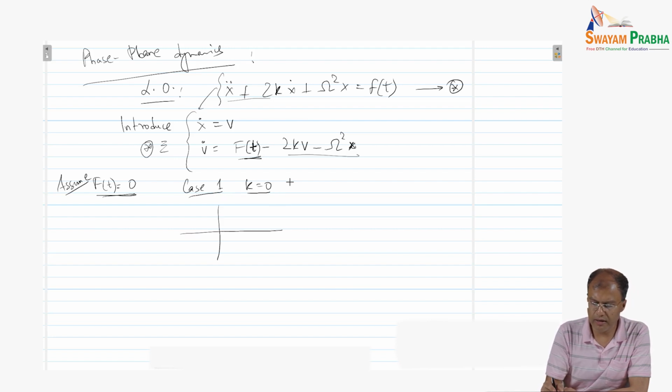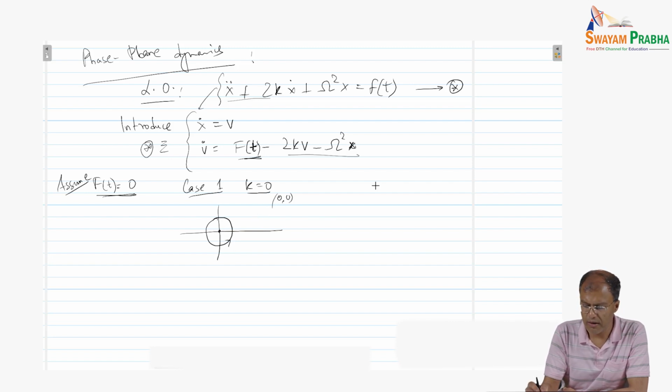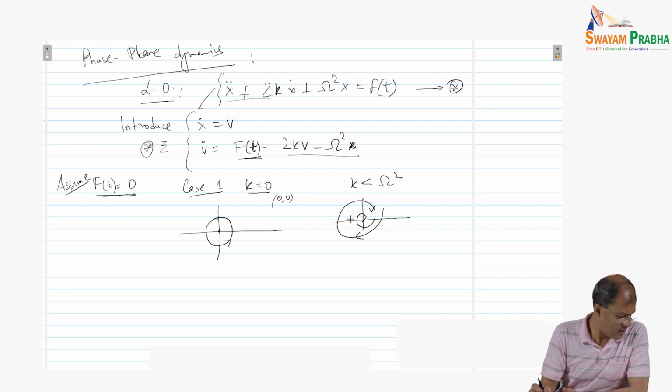In that case, we expect the equilibrium to be 0, 0, and the equilibrium is a center, right? So we expect the equilibrium point to be neutrally stable. For k less than omega square, we expect an inward spiral. And we see that the solution is damped. And finally, it is damped, but it is underdamped. The word also is subcritically damped.